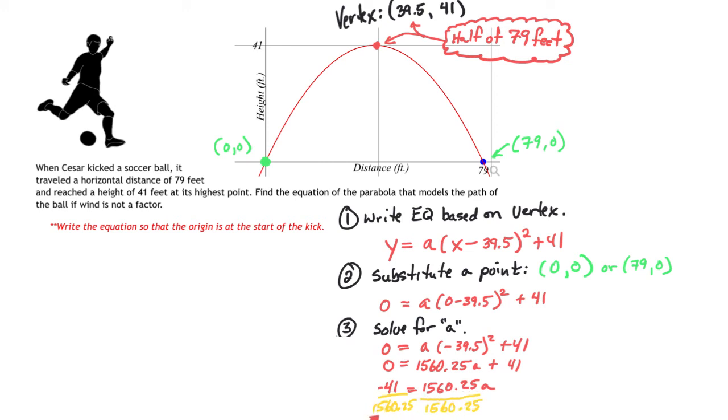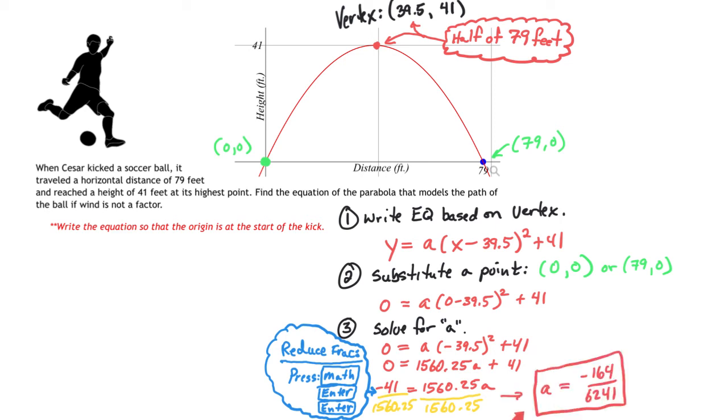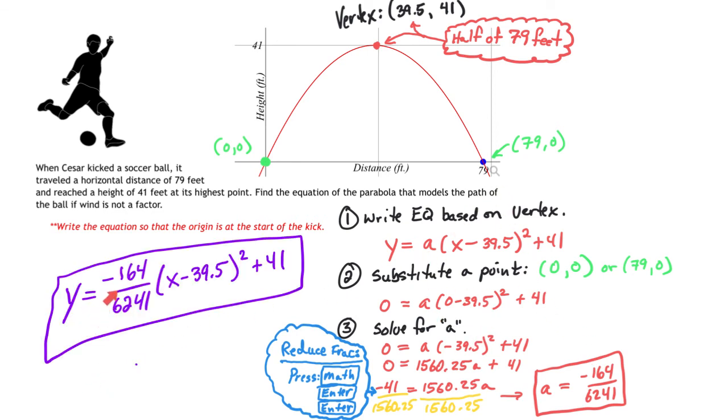So if I take negative 41 divided by 1,560.25, then I get some decimal that runs off of my screen on my calculator. So I can then convert that decimal into a fraction by pressing these buttons, math, enter, enter, you'll find them on your TI-84 calculator. That will then convert our decimal that runs off our screen into an exact fraction. That exact fraction then becomes a equals negative 164 over 6,241. And then from there, you can write the equation. You'll just take this answer and put it in the a spot that you didn't have before. So then the final answer will be y equals negative 164 over 6,241, x minus 39.5 squared plus 41.